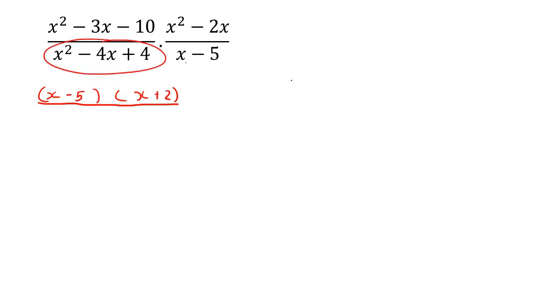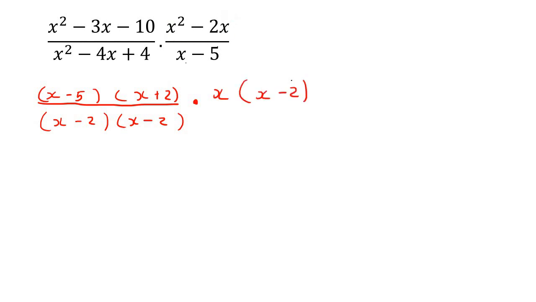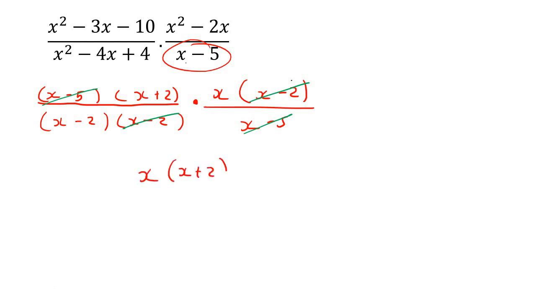At the bottom over here, you could factorize that into 2 brackets. It would be x take away 2 and another x take away 2. Over here, you could take out x as a common factor. You'd be left with x take away 2. And then with this one, you cannot do anything, so you just leave it like that. So now what happens is you just cancel, cancel. This one can cancel with this one. And that's about it. So at the top, you're just left with an x and an x plus 2. At the bottom, we are left with an x take away 2.